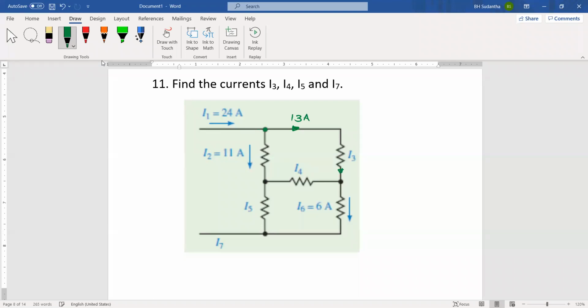And when you consider this node, 13 ampere current is coming to this one. This is 6 ampere going away. Then definitely this should be 7 amperes in this direction. Okay. If this is 7 and this is 11, 11 plus 7, how much? This is 18. But 6 ampere current is coming from this side, then 24, and totally the outgoing current should be 24 amperes like this.